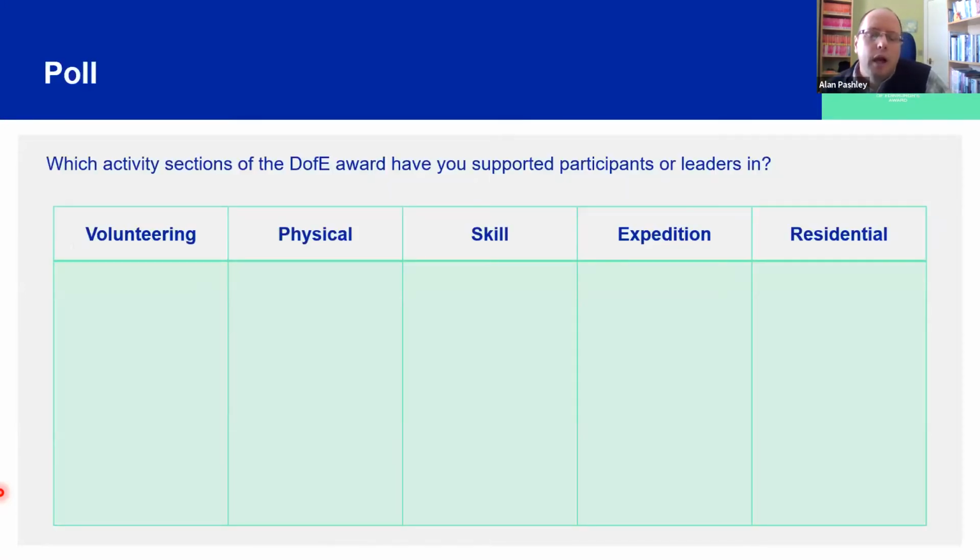So here we've got an opportunity for you to engage with us a little bit this morning. There's a banner at the top of your screen, hopefully, that will have an annotate option. And under annotate, you can pick out from there the stamp or text. And all we're asking you to do, just for our fun and for our information really, is to indicate on the screen there under each of the columns where you might have supported a DofE participant either recently or in the past at some time.